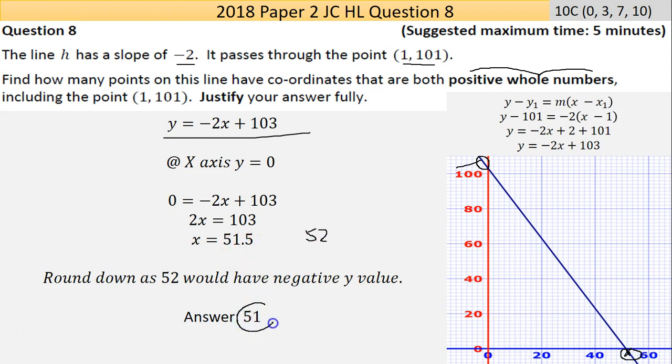Seems counter against all rounding, okay? But the last one to have a positive y value was the 51st x value. The 52nd one has a negative y value, so they're not both positive. So we can't count that one. Now it's a fairly challenging question. You can kind of work it backwards and work it out if you go slow, but obviously find the equation of the line and then putting it equal to 0 is the faster way.